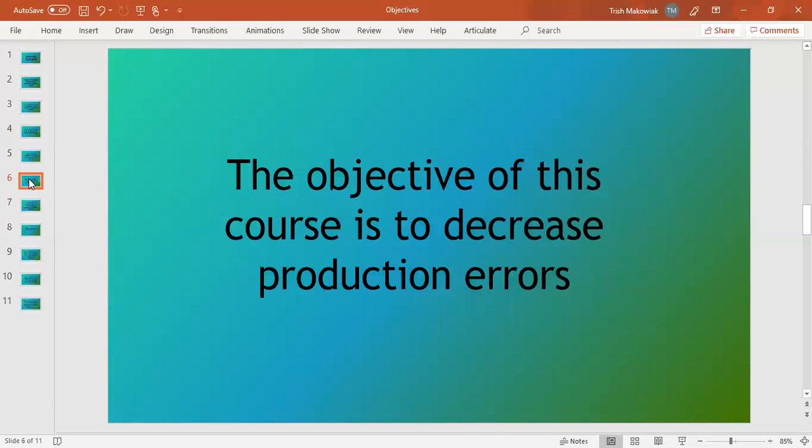The objectives of this course is to decrease production errors. No. I agree. And why? Or why not?